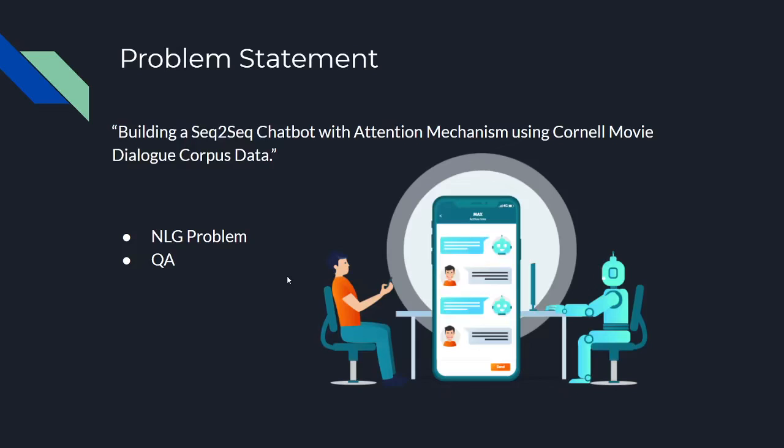Now let's look at our problem statement, which says: building a sequence-to-sequence chatbot with attention mechanism using the Cornell movie dialog corpus data. So this problem falls under natural language generation problems, and to be more specific, it is a question answer problem.